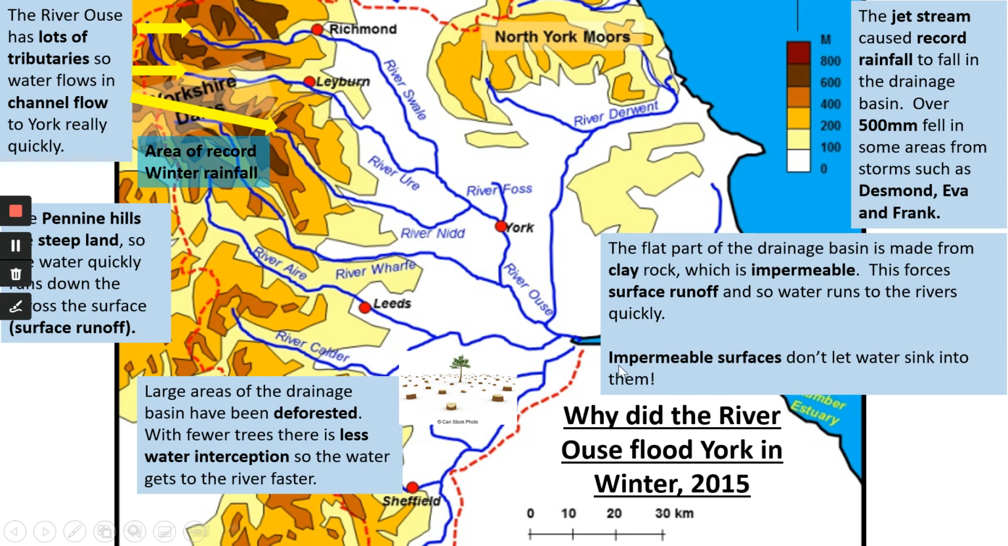If the surface is impermeable, which means that water can't sink into it, that also means that you'll end up with surface runoff, and it's another reason why water will get into the River Ouse quickly. So it's all about the water, huge amounts of rainfall, and that water through surface runoff getting into the River Ouse and York really quickly. That's what made the river very likely to flood.